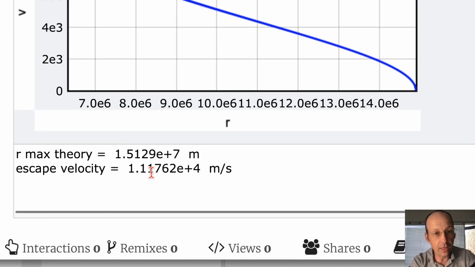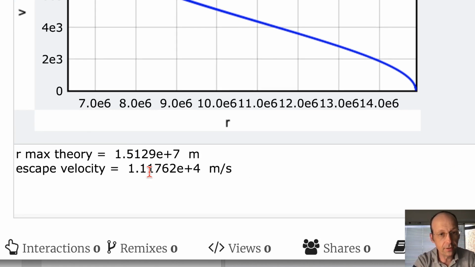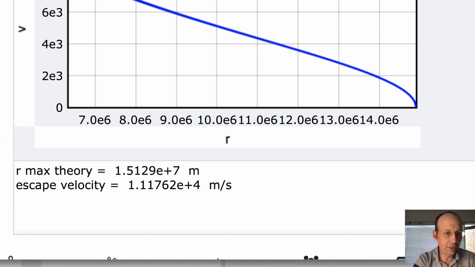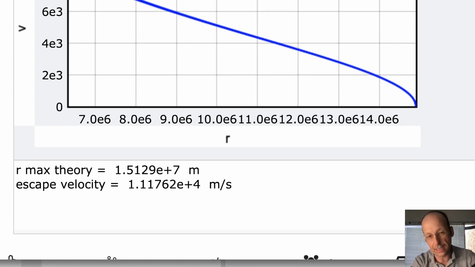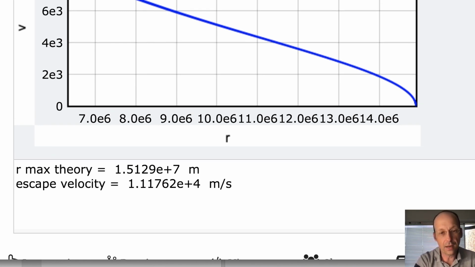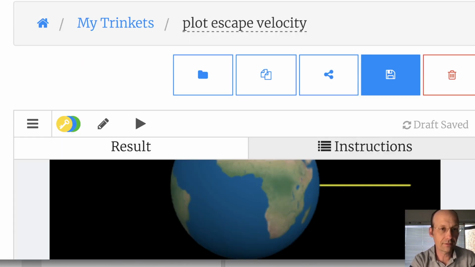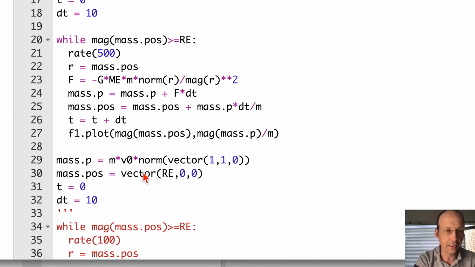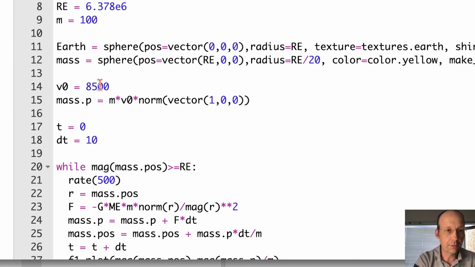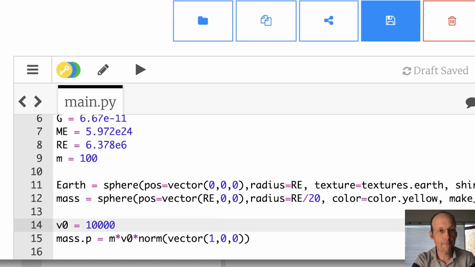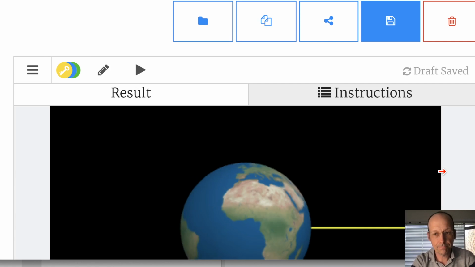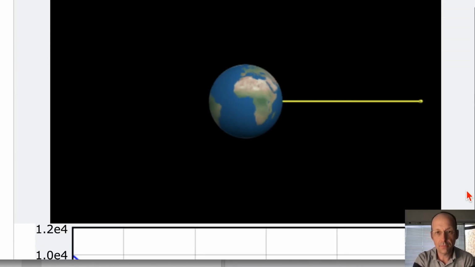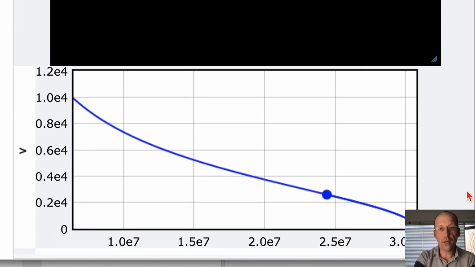So the escape velocity is 11,176 meters per second. Let's just go ahead and put it a little bit less than that. Let's put it at 11,000, just for fun. Let's put it at 10,000 meters per second. So my V0, let's put it at 10,000. And let's run it. And it's going really far away. Oh, it's come back already.